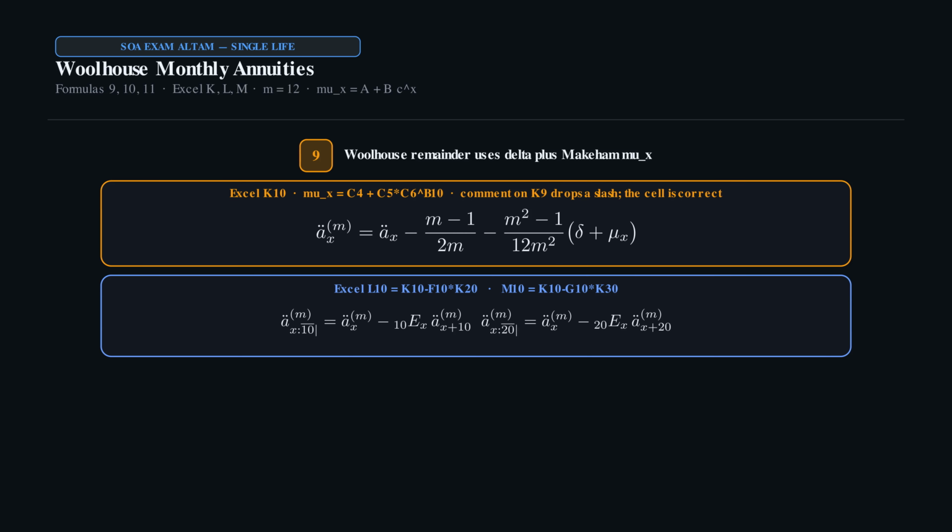At age 20, mu x is 0.000248, annual A is 19.9664, and monthly A is 19.5040. Formulas 10 and 11 copy the temporary identity onto the monthly column.